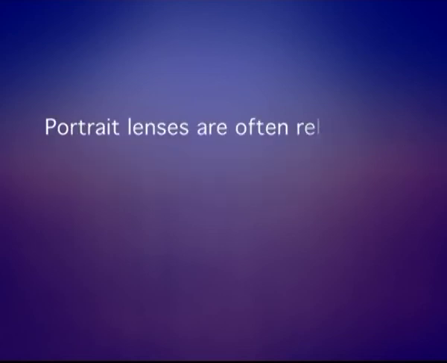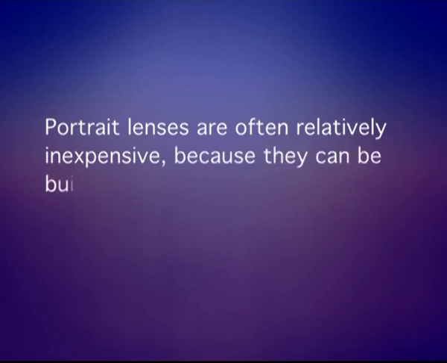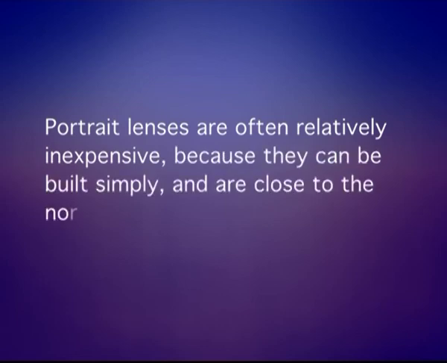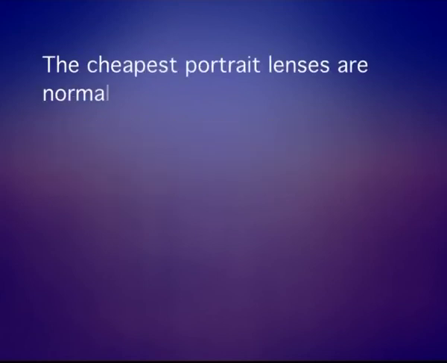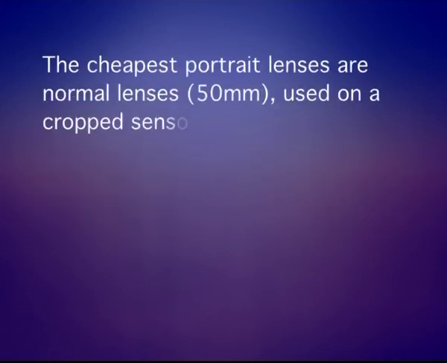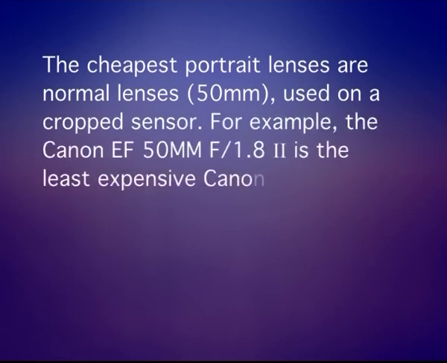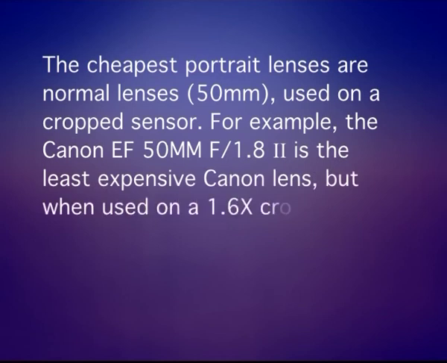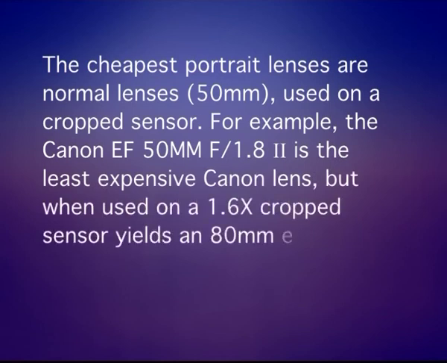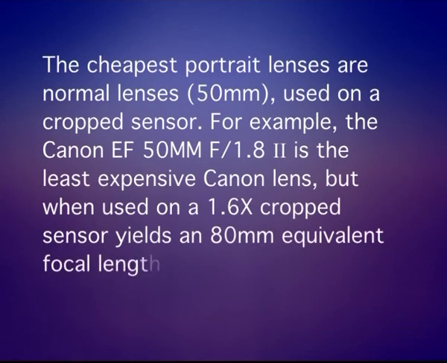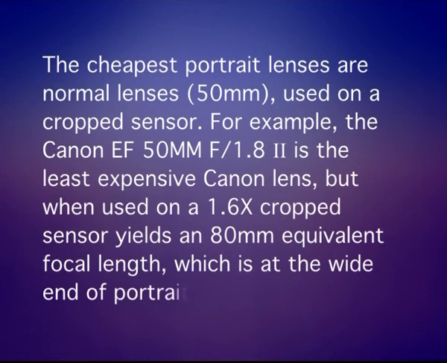Portrait lenses are often relatively inexpensive because they can be built simply and are close to the normal range. The cheapest portrait lenses are normal lenses, 50 mm, used on a cropped sensor. For example, the Canon EF 50 mm f/1.8 II is the least expensive Canon lens, but when used on a 1.6 cropped sensor yields an 80 mm equivalent focal length, which is at the wide end of portrait lenses.